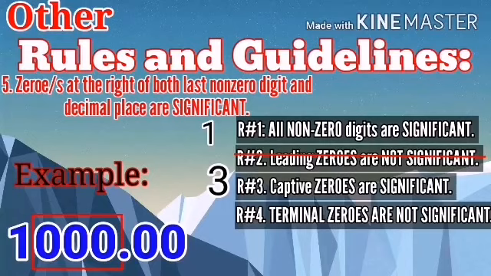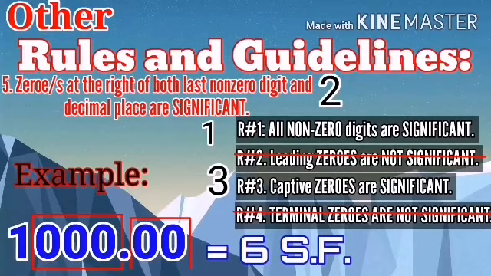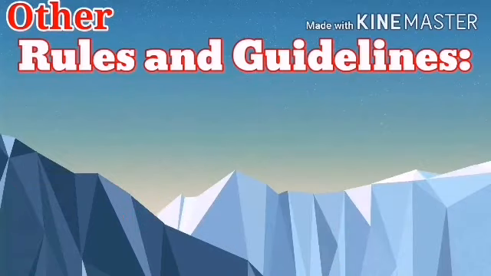Next, rule number 4. Terminal zeros, do we have? Of course, we don't have terminal zeros now. These zeros will become significant because of this decimal point. Therefore, in rule number 5, we have now additional of 2 significant figures. All in all, we have how many significant figures now? We have 6 significant figures. 1 from rule 1, 3 from rule 3, and 2 from rule 5.